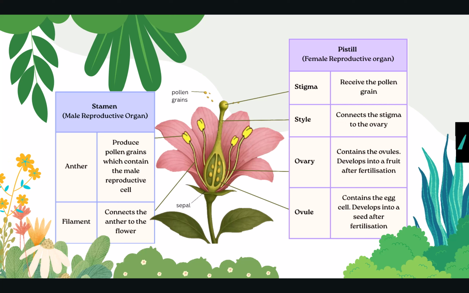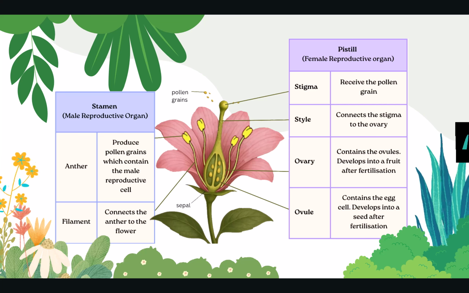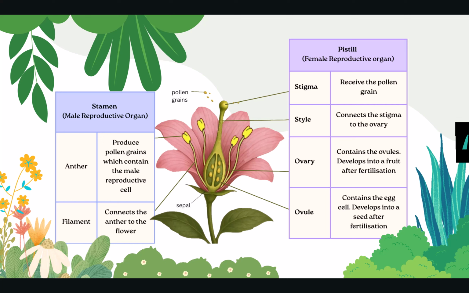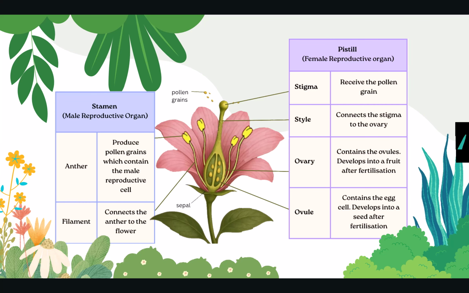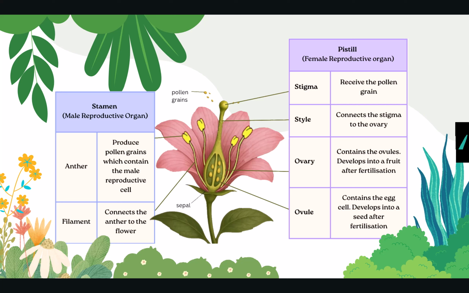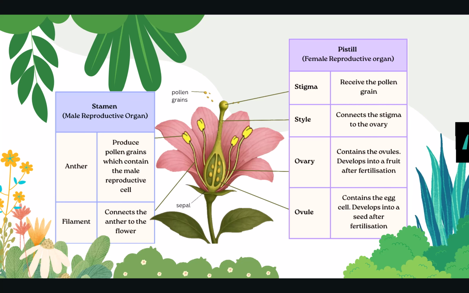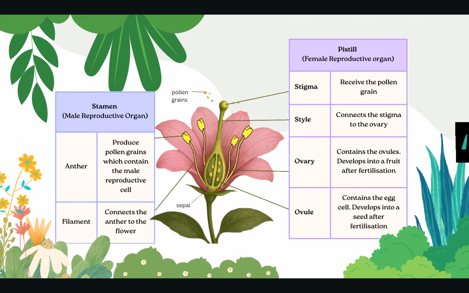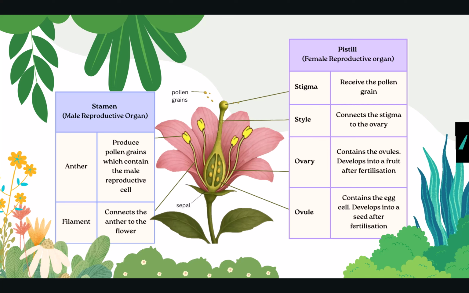Stigma receives the pollen grain. Style connects the stigma to the ovary. Next, ovary contains the ovules and develops into a fruit after fertilization. Lastly, ovule contains the egg cell and develops into a seed after fertilization.